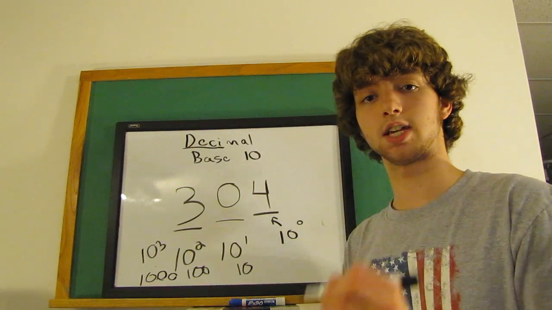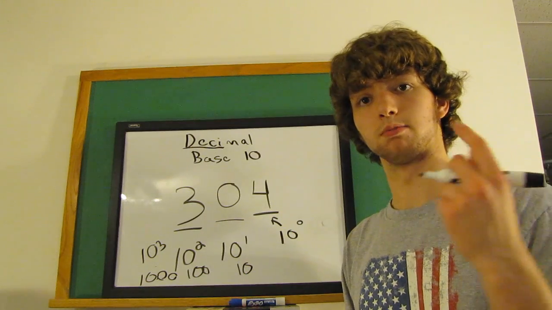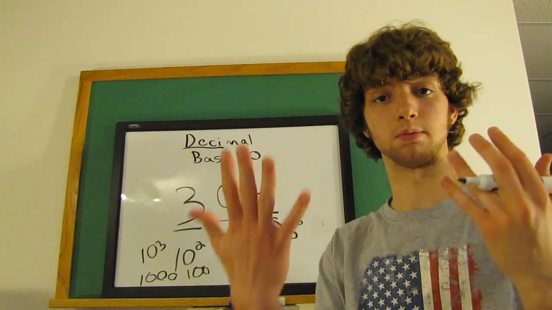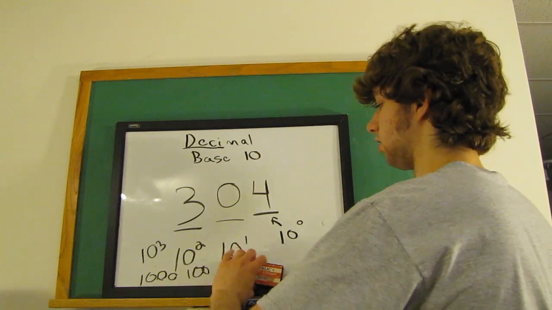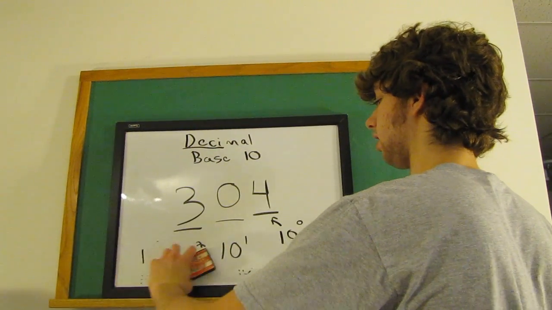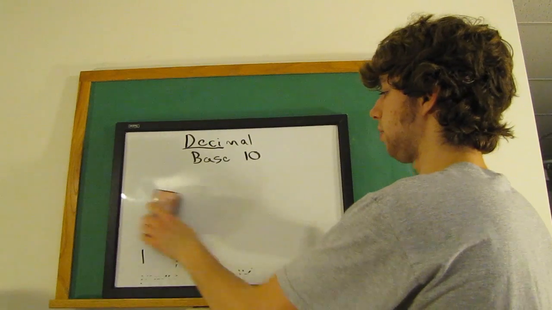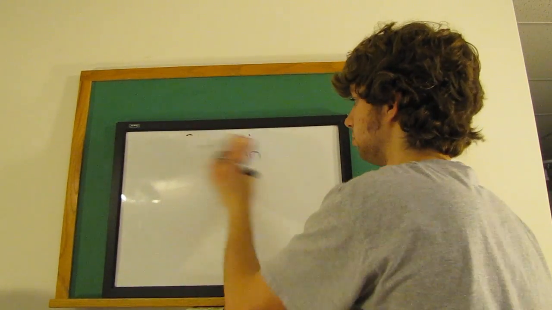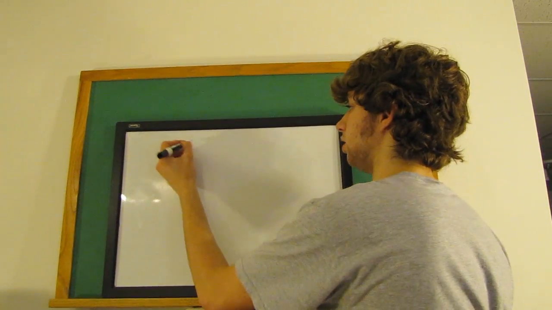So if we had 10 to the 10th power, it would be 10 times 10 times 10 times 10 times 10 times 10 times 10 times 10 times 10 times 10. So we can view numbers that way. So we can figure out numbers. Let's say we have, let me get some more room up here. We have the number 304.